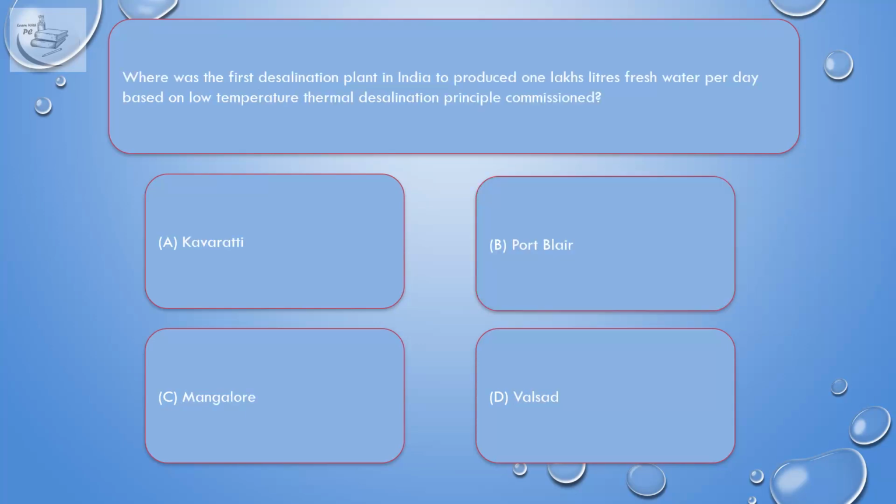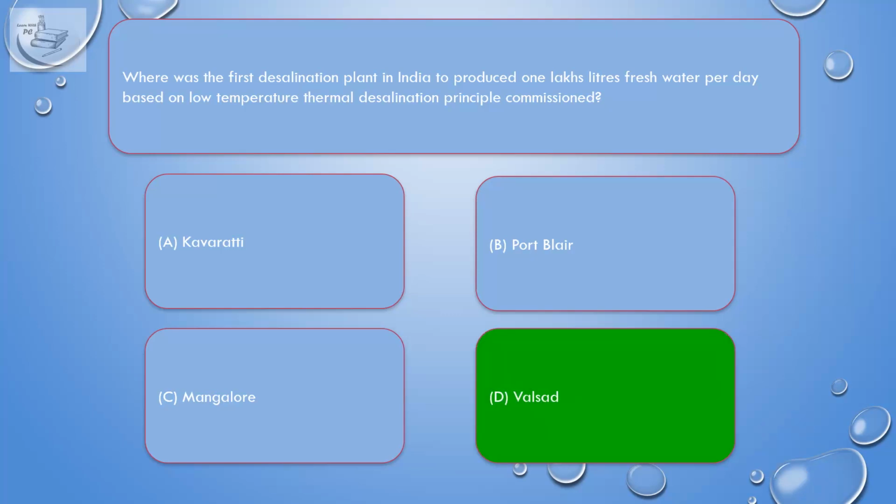Question: where was the first desalination plant in India to produce 1 lakh liters fresh water per day based on low temperature thermal desalination principle commissioned? A. Kavaratti, B. Port Blair, C. Mangalore, D. Valsad. Correct answer is D. Valsad.